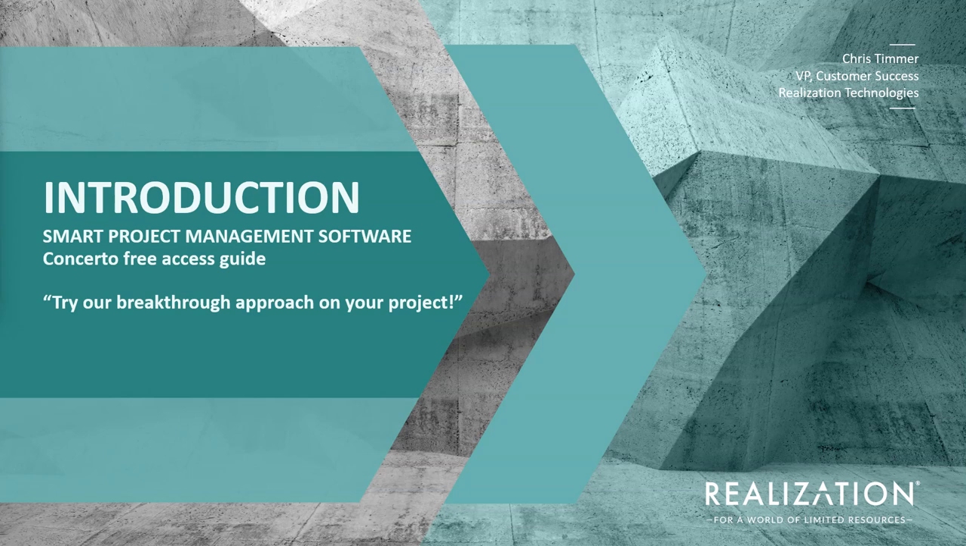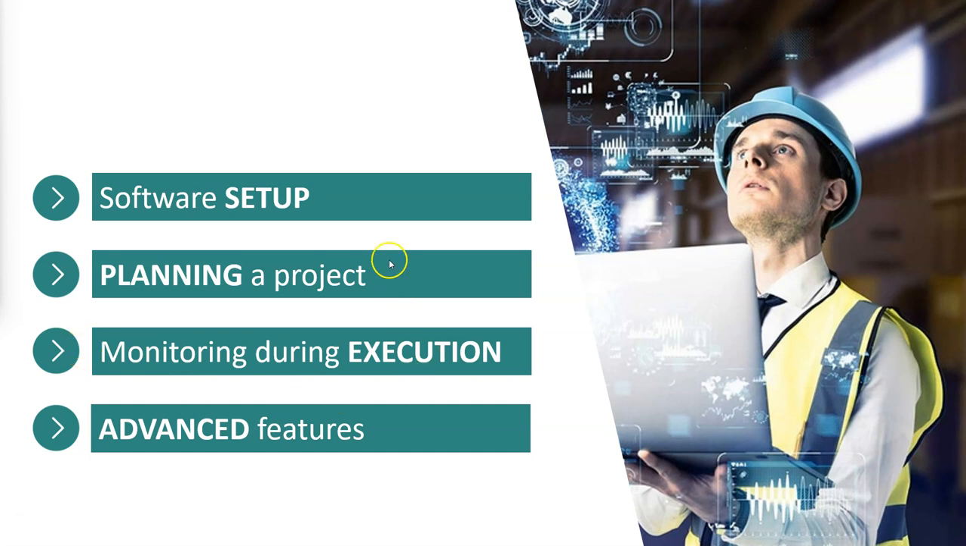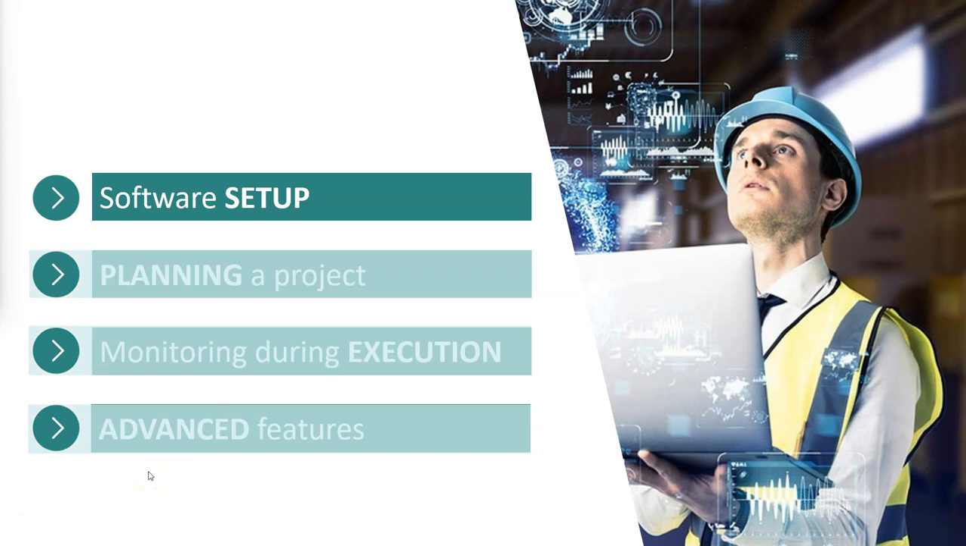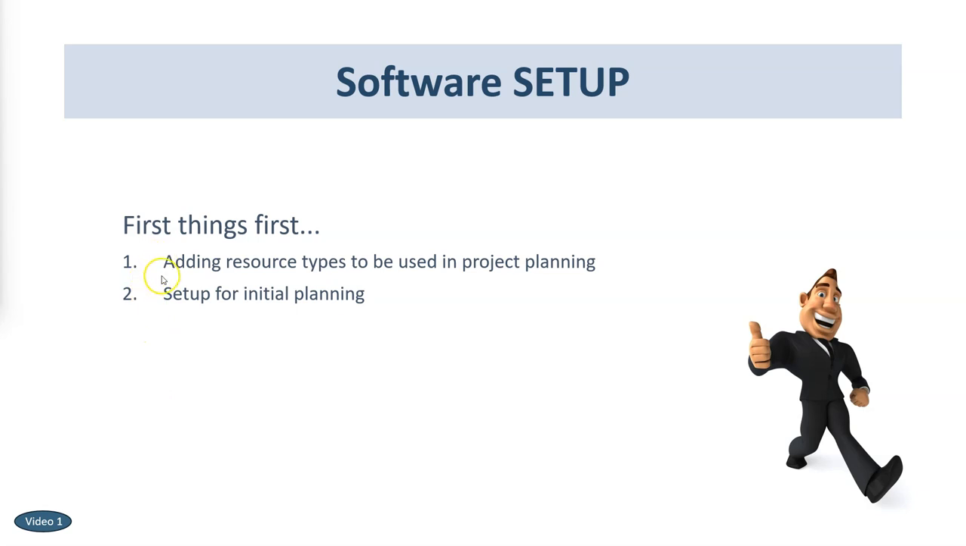So we're going to start with the setup. We're going to go through setting up of the software and then planning a project, the steps to planning the project, monitoring during execution, and then some advanced features. So in the software setup, what we're going to cover is making sure we have our capacity allocated into the project so we can assign that capacity or resources to tasks. So we'll do that first and some initial setup of the software.